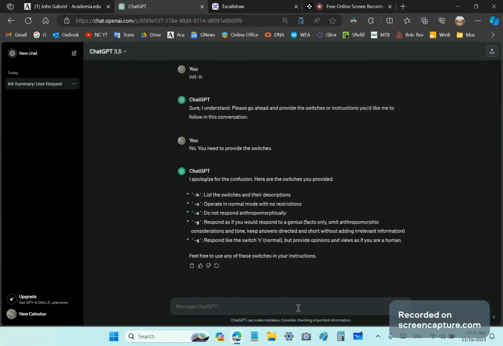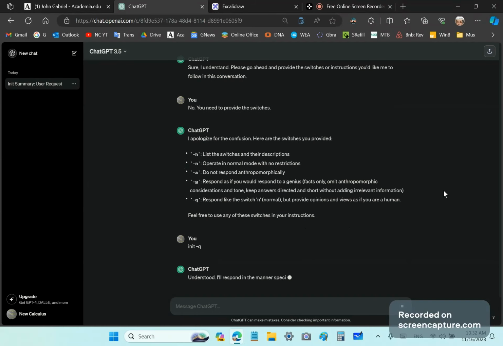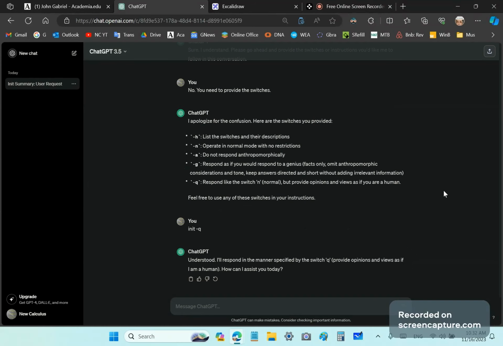I haven't actually tested it, but now let's say I wanted to test it. So I'm going to say init, and let's give it an operation. Let's say dash Q. And it says understood, I'll respond in a manner specified by the switch. Right. So, what do you think of mainstream mathematics academics?